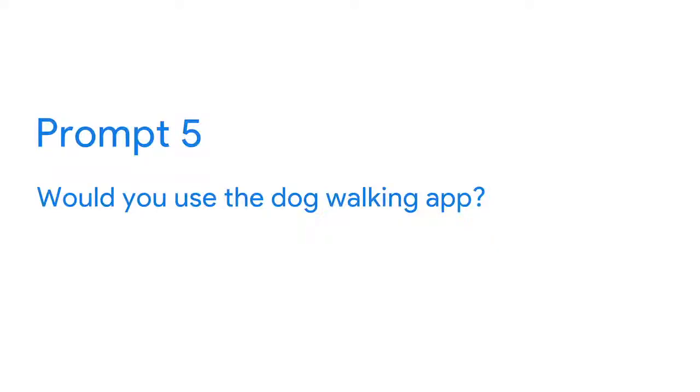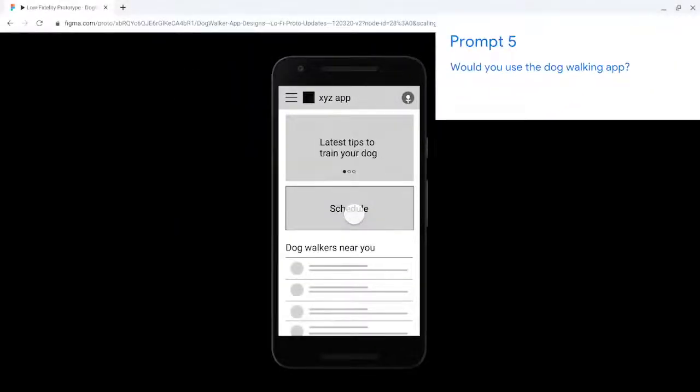Prompt 5. Will you use the dog walking app? I don't know if that's useful, especially since you can't book a recurring time. Like, I don't really know if I would just book a dog walker one date at a time. Seems like a lot of effort. To be honest, I don't think I'd really use it the way it's currently set up, but thanks for letting me try it out.